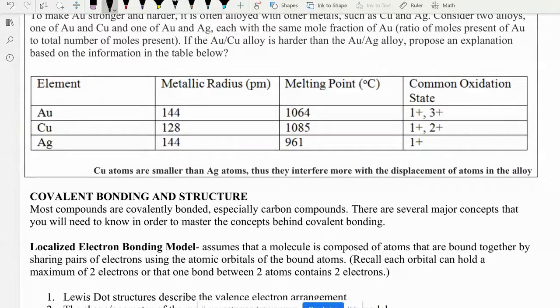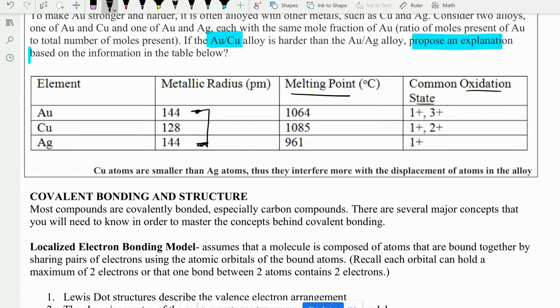Okay, let's go ahead and take a look here. I have the three elements: gold, copper, and silver. I see their metallic radius, I see their melting points and their oxidation states. And it is asking me, again, let me highlight the question. If the gold copper alloy is harder, propose an explanation why. Okay, right off the bat, I'm going to go to metallic radius. And I notice that the silver, and I'm going to make a bracket, and the gold have comparable, identical metallic radius. Would this be a substitutional alloy or an interstitial alloy between gold and silver?